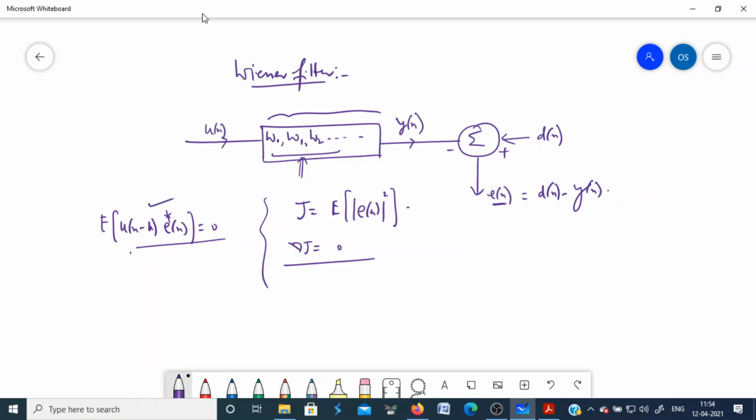Okay, and then we have further expanded this equation and we have got a solution for the Wiener filter, which we called the Wiener-Hopf equations: w optimum is equal to R inverse P, where R is the autocorrelation matrix of the input sequence and P is the cross correlation vector between the input and the desired response. Okay, this is what we have discussed so far in the Wiener filter.